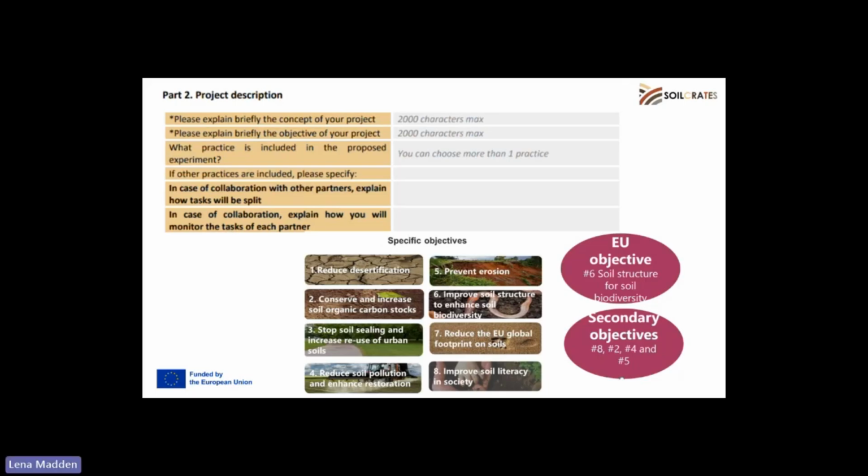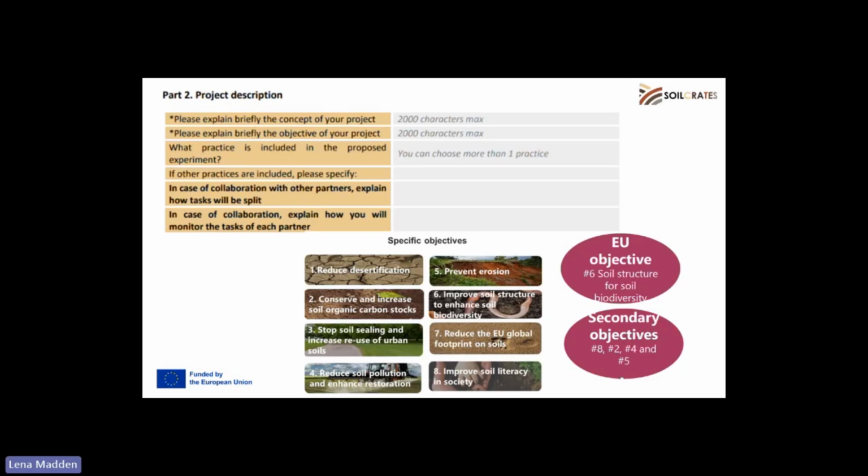So part 2. Here you're going to need to write a little bit, okay? What you're going to write: please briefly explain the concept of your project. It's what you want to do. And I'm going to show you on the next slide what 2,000 characters look like. It's a maximum. You don't need to write an essay. You just need to very briefly and clearly describe what you want to do. And it would be very easy.